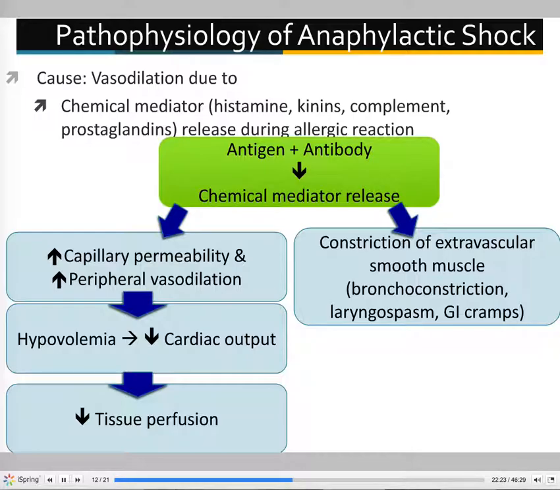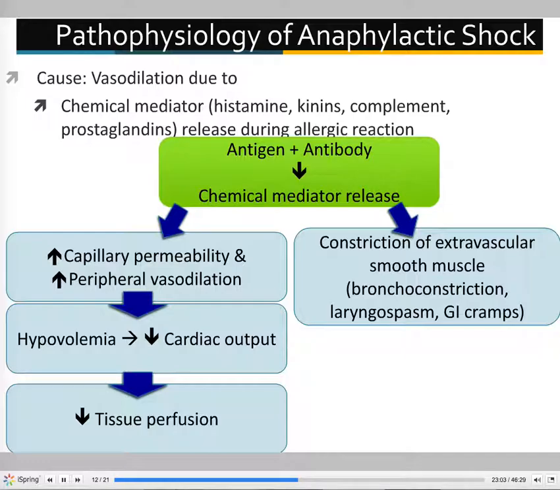So after that occurs, with histamine being released, it acts on extravascular smooth muscle and causes constriction, particularly of the airway walls, like the larynx and the bronchioles. The GI tract has constriction as well, because that's extravascular smooth muscle. We're talking about smooth muscle outside of or other than the blood vessel. And that leads to respiratory difficulty as well as GI cramping.